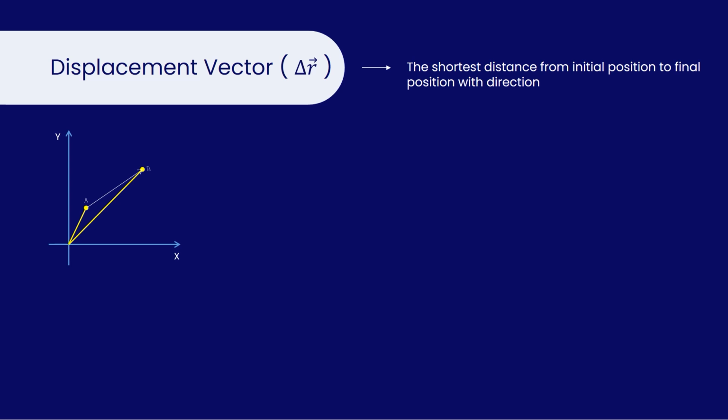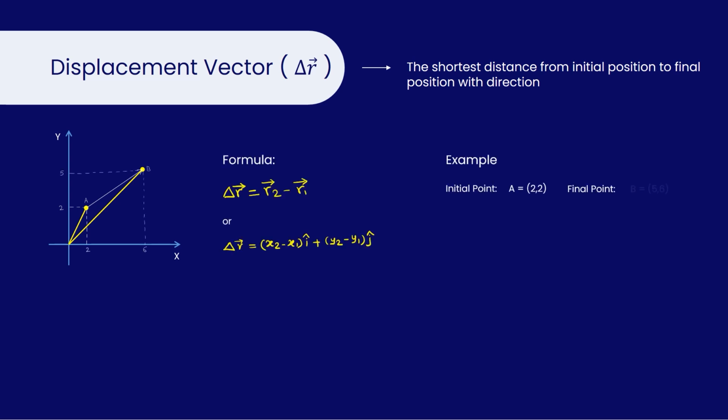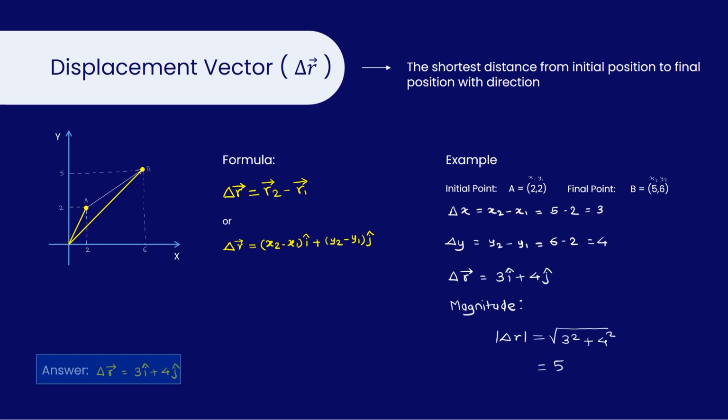Here the particle moves from point A with coordinates 2 and 2 to point B with coordinates 5 and 6. The displacement vector is obtained by subtracting the coordinates. B minus A gives us 3 and 4. Again, the magnitude becomes 5 units. The important thing to remember is that displacement depends only on the starting and ending positions.